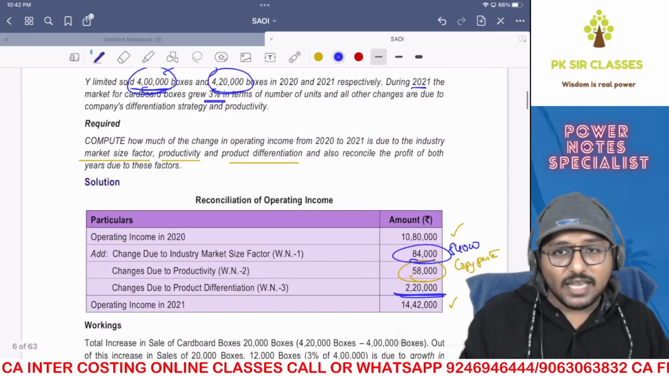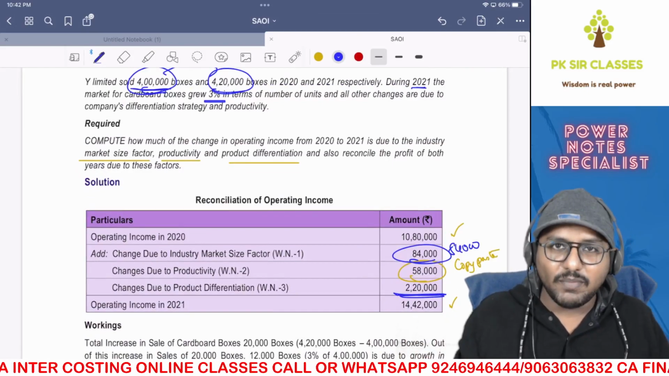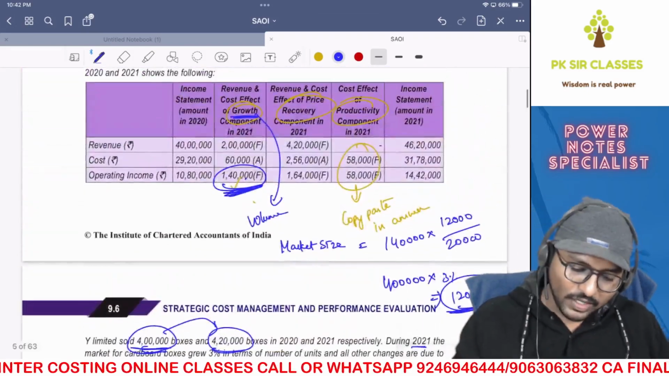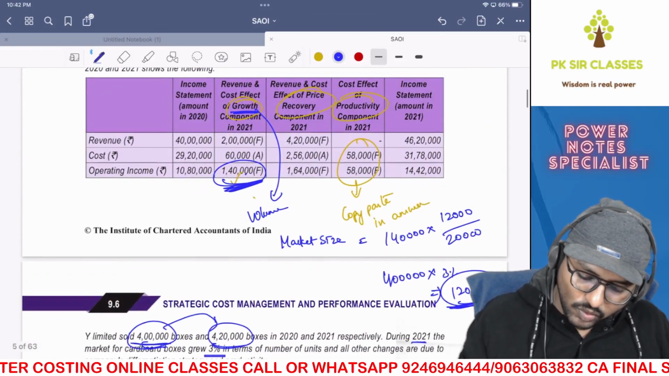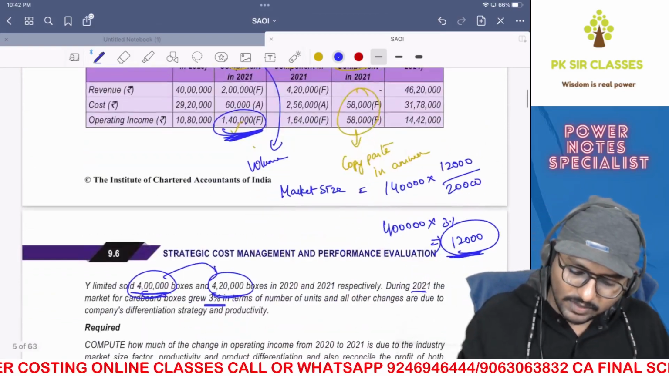Now this can be put as a balancing figure also. Your answer will be fine, but you will not get marks because we have to show the working, right? So market size is done. Now tell me one thing, use your common sense.